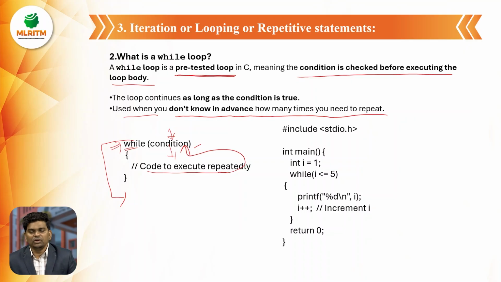Now we'll see one small example for the while loop. While loop is a pre-tested loop, which means before executing the statements, first we test. So that's why it is called pre-tested. Here is the example. You always begin with the header file as usual. Then you start with the main function. Execution begins from main. When the compiler executes the declaration part, it allocates memory for variables.